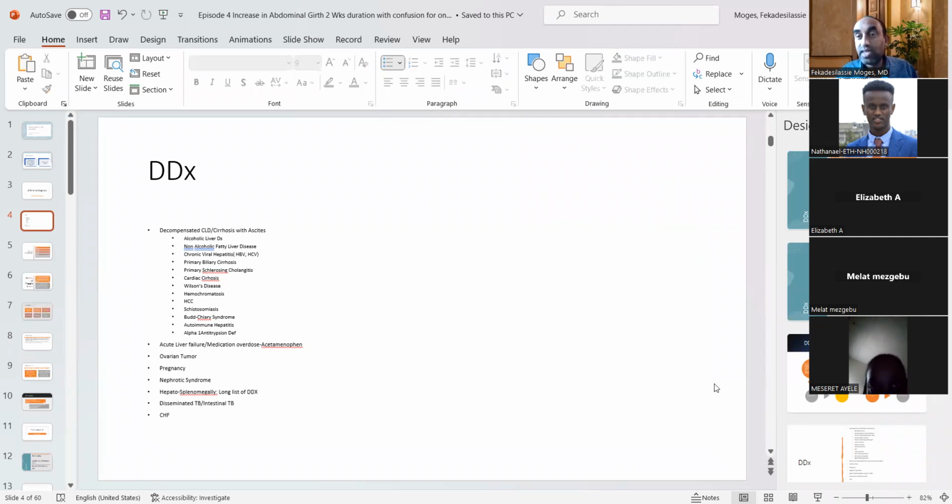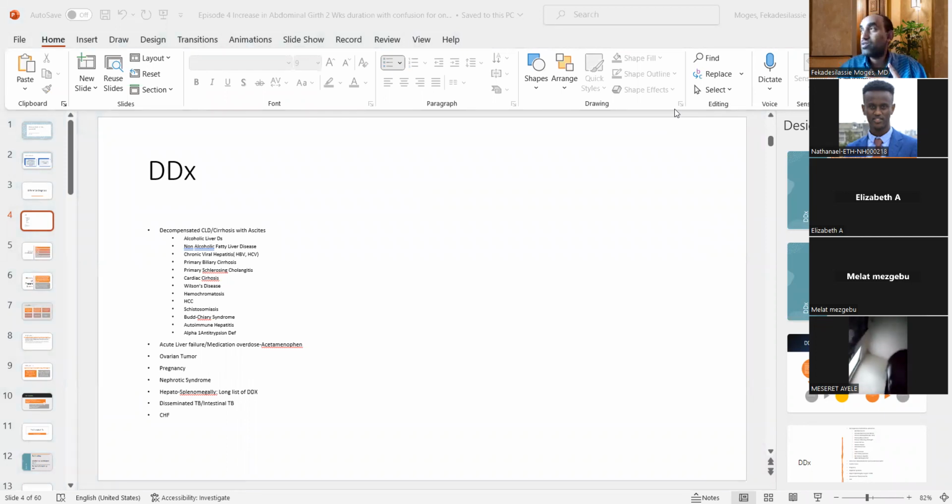When you are mentioning the differential diagnosis, always you have to be systematic. Like, okay, what can result in ascites, for example, or what can increase abdominal girth? So, for example, if it is ascites, you can think of things related to the heart. So, congestive heart failure. What can result in congestive heart failure? The list is going to be long. So, congestive heart failure is one differential diagnosis.